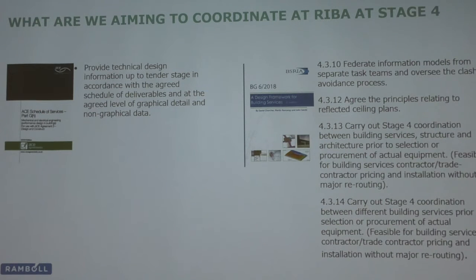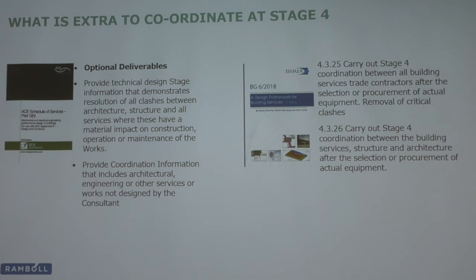So if you look at what we're aiming for, we're saying it's a feasible design, graphical level, all those sorts of things. But then go to the next slide. So it's like extra items that you could argue are definitely in ACE. Optional deliverables are fully coordinated design, and providing coordination information that's not associated with the MEP. And then if you look again across the BG6, it's saying that's again using the trade contractor. So you could say that's by the trade contractor, those individual bits of stages to deliver that element of design.